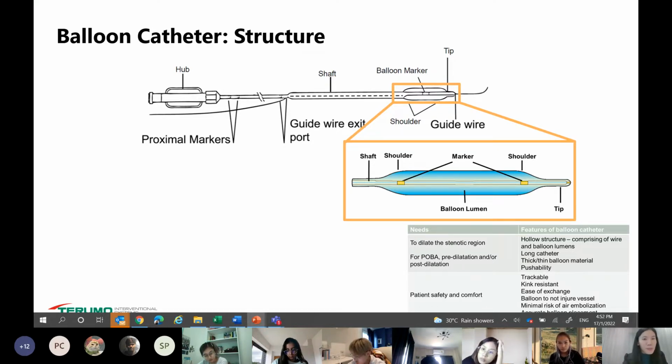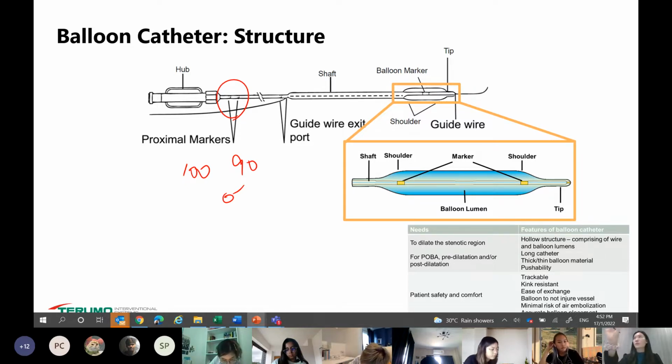Proximal markers can be found on the shaft. This is to make sure the operator knows approximately where they are, usually at 90 cm and 100 cm. The guiding catheter is usually 100 cm. So from 0 to 90 cm, the operator can go in very fast because it's in the guiding catheter. But once it's going to exit the guiding catheter, it means it's going into the coronary artery, so they have to be careful. These markers help them identify when to slow down.